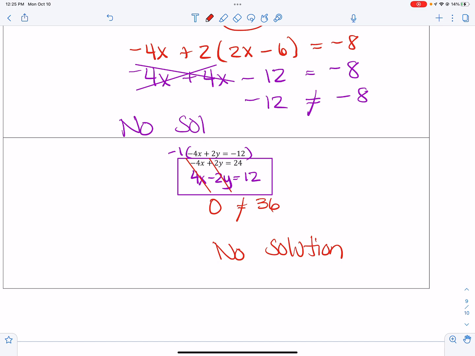That's going to finish 11.3 on the addition method, or the substitution or the elimination method.